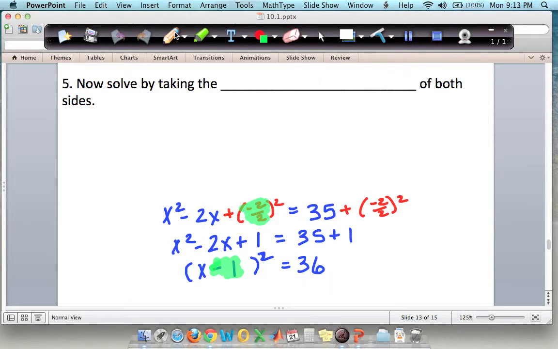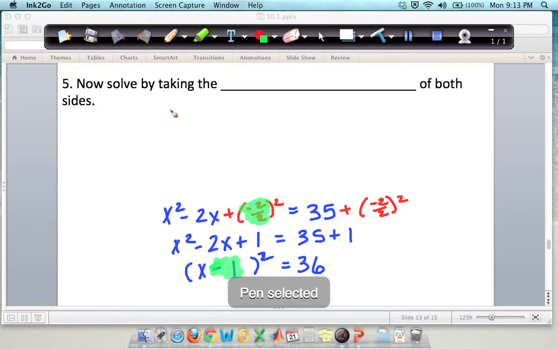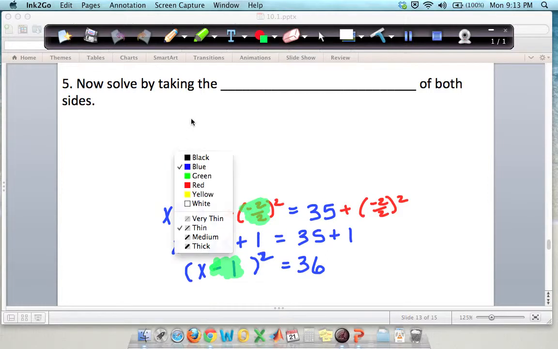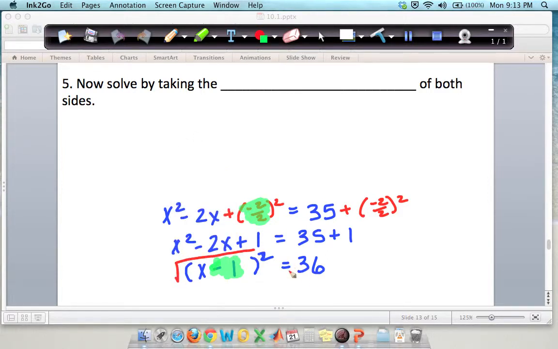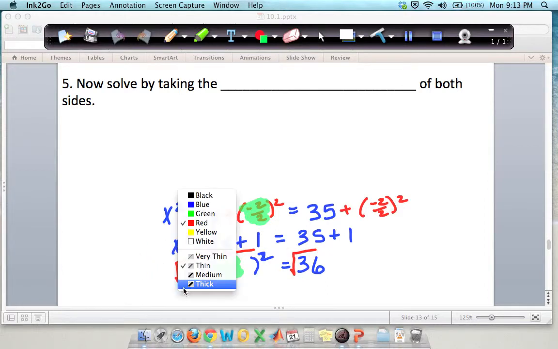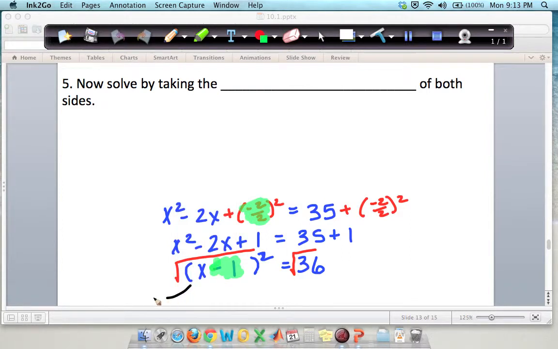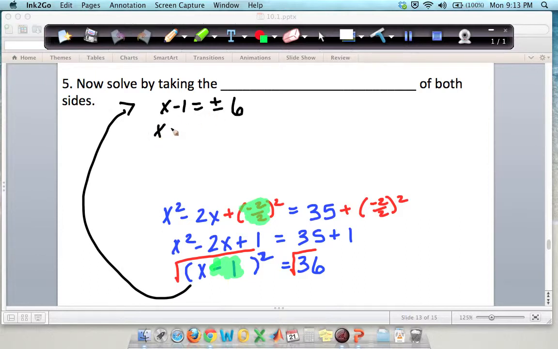Okay, now you can solve by taking the square root of both sides. So I have (x - 1)^2 = 36. I'm going to take the square root of both sides, and I'm actually going to come up here. When you take the square root of both sides, you get x - 1 = plus or minus the square root of 36, which is 6. Now I can add 1 to the other side, and you get x = 1 plus or minus 6.